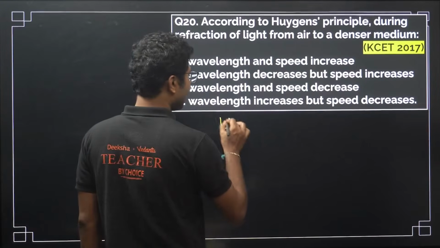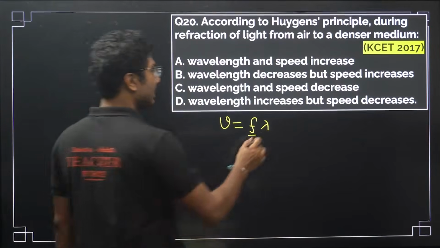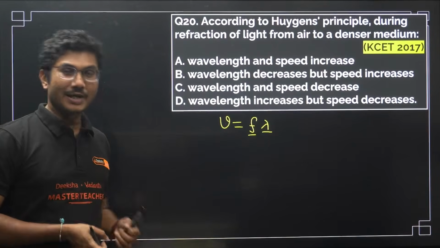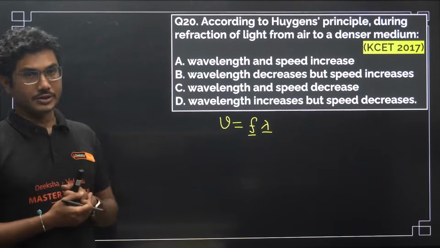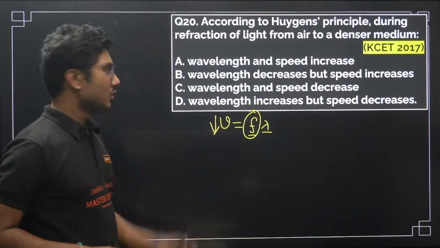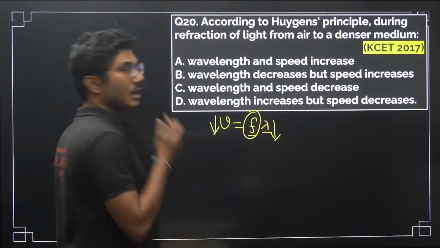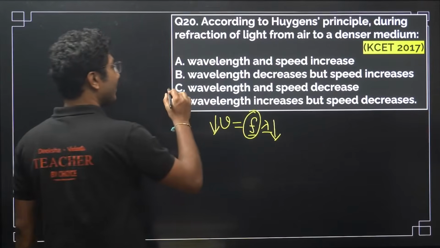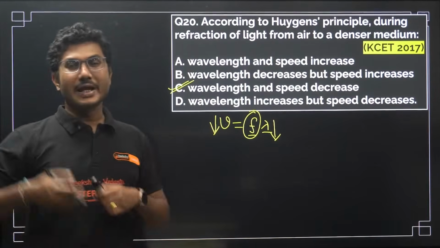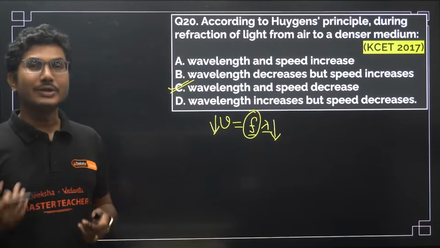And there is one more relation, V is equal to f lambda. f is the frequency of the wave and lambda is the wavelength. Now the frequency of light is constant. No matter what the medium is, the frequency of light will always remain constant. Now the V value is decreasing, the speed of light is decreasing, so lambda must decrease as well. So wavelength and speed both will decrease. So when light enters from rarer to denser, speed and wavelength decrease. When light enters from denser to rarer medium, speed and wavelength both increase, right?